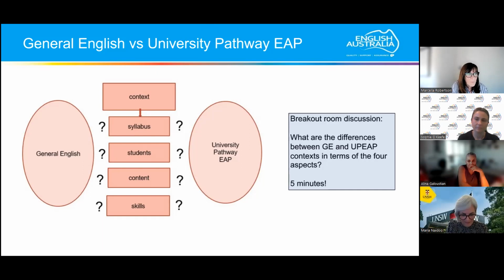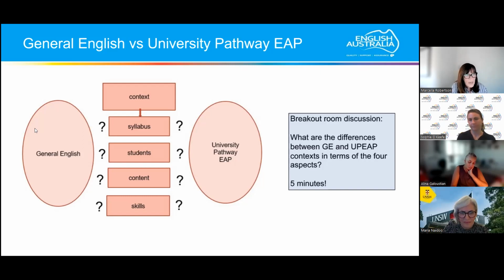Look, just a point for each one. In terms of the syllabus, it is a communicative syllabus in general English. It's level driven. It's often linked to the CEFR as you go through the levels to develop communicative competence. The EAP pathway is pretty much goal driven. The students have a goal, whether it be a score, a pathway final entry score, or the needs for their course. It's very much goal driven.